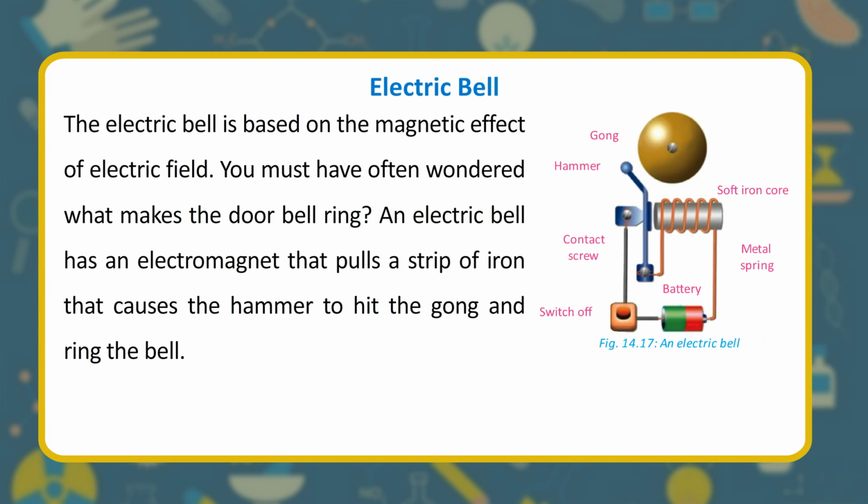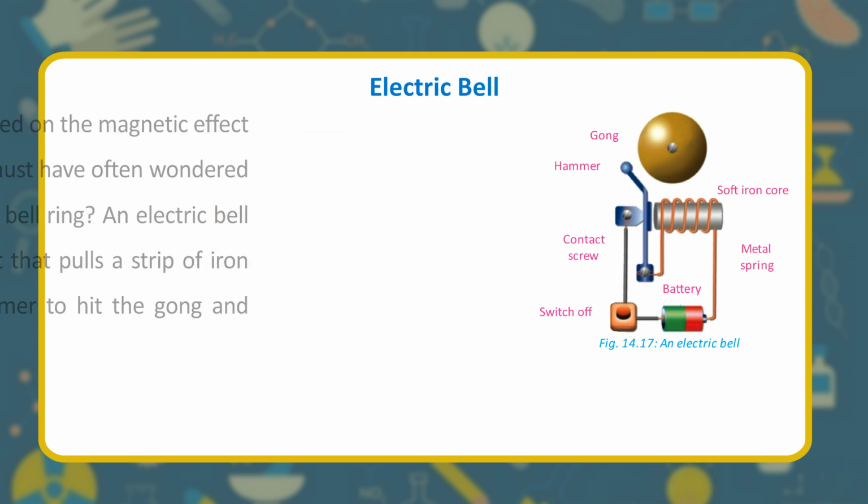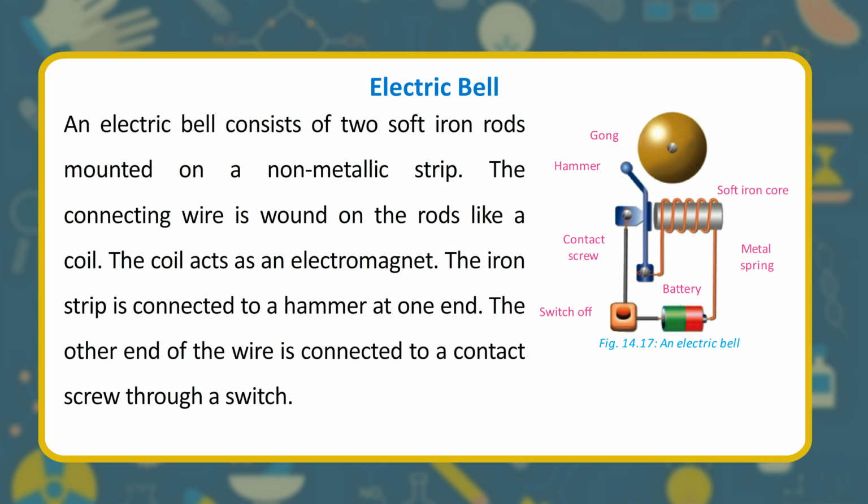Electric bell. The electric bell is based on the magnetic effect of electric current. You must have often wondered what makes the doorbell ring. An electric bell has an electromagnet that pulls a strip of iron that causes the hammer to hit the gong and ring the bell. An electric bell consists of two soft iron rods mounted on a non-metallic strip. The connecting wire is wound on the rods like a coil. The coil acts as an electromagnet. The iron strip is connected to a hammer at one end. The other end of the wire is connected to a contact screw through a switch.